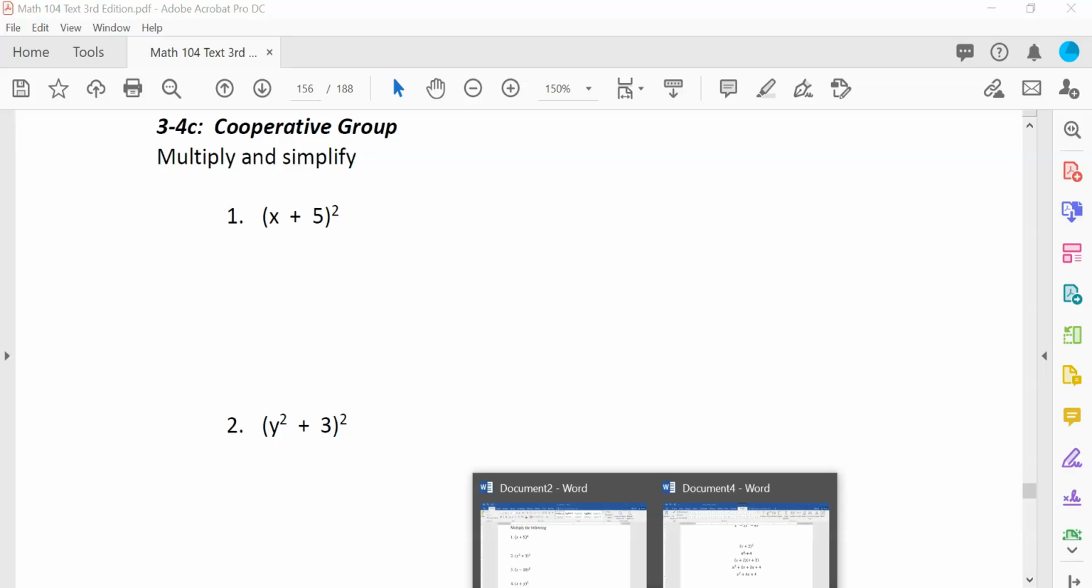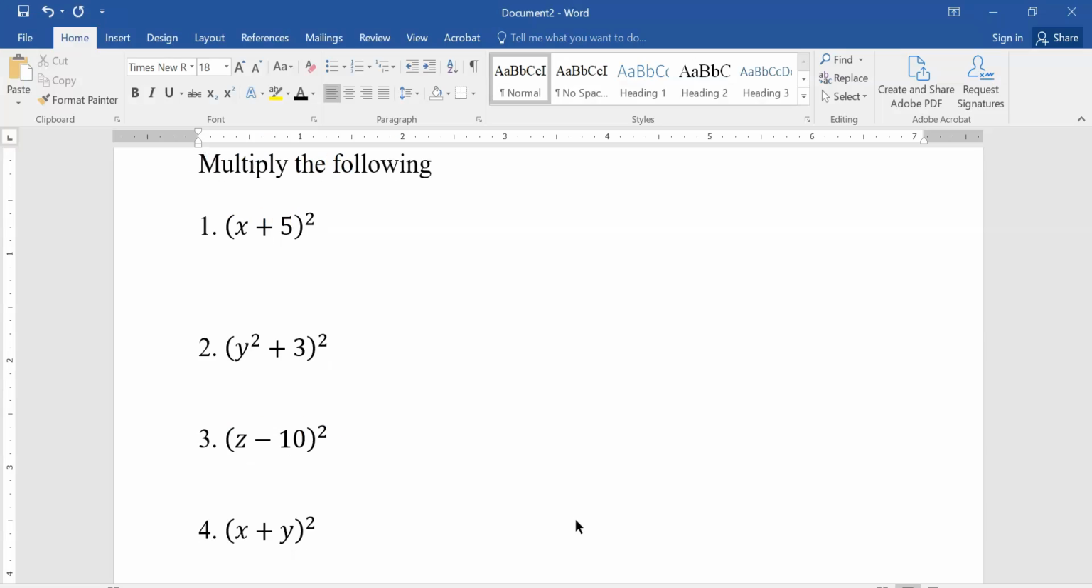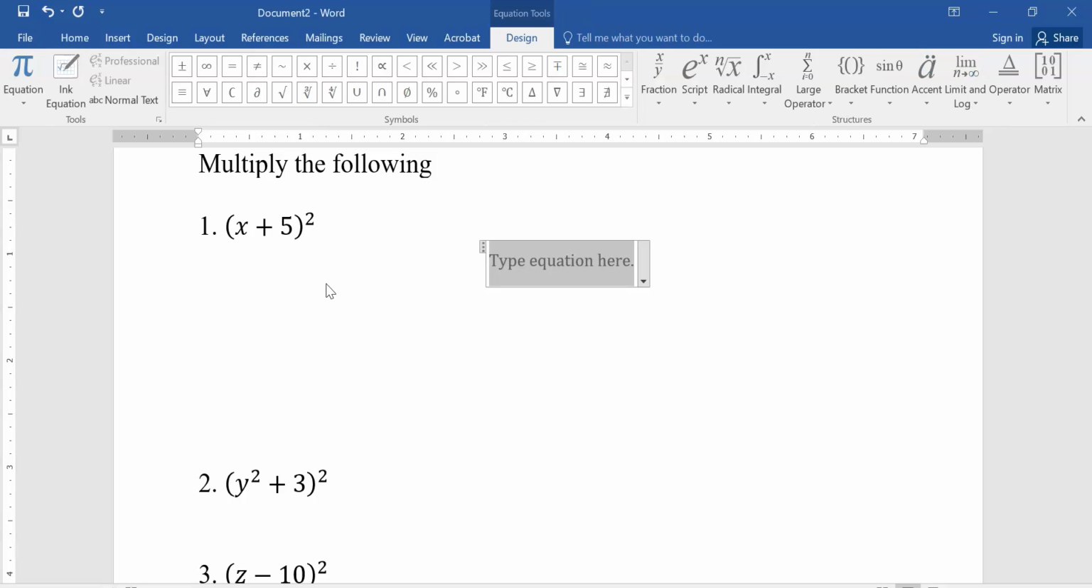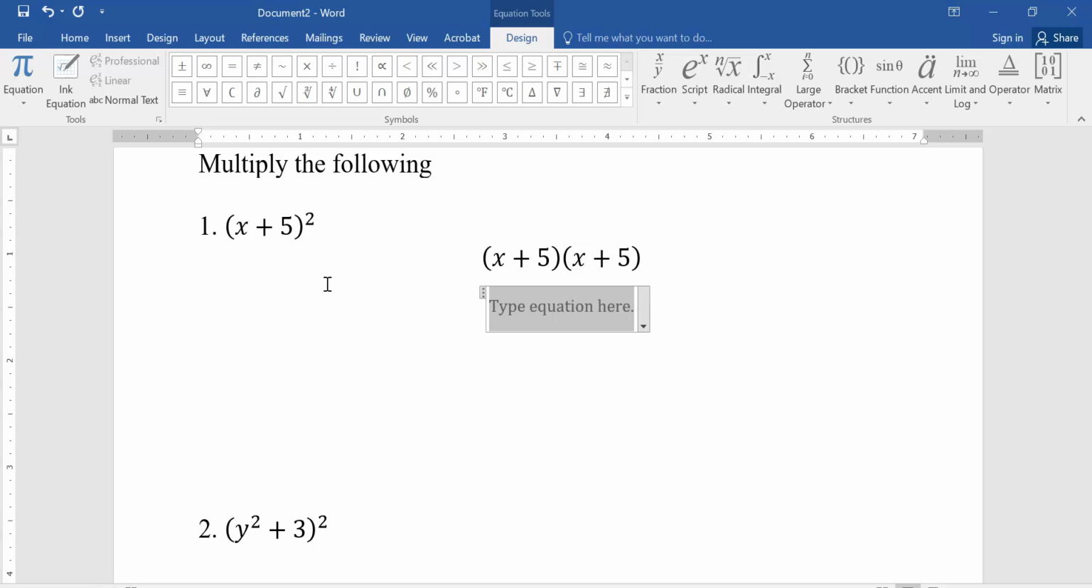All right, hopefully you went ahead and did that. What I'm going to do is I'm going to do each one of these 5 problems. So we're going to take x plus 5 times x plus 5, multiply that out in the first problem. When you do that, you get x squared. That's what you get when you take x times x. X times 5 is just 5x. 5 times x is another 5x. And then 5 times 5 is 25.